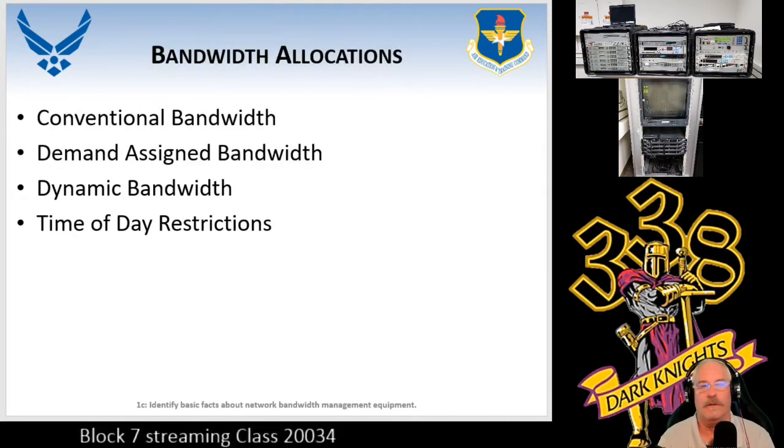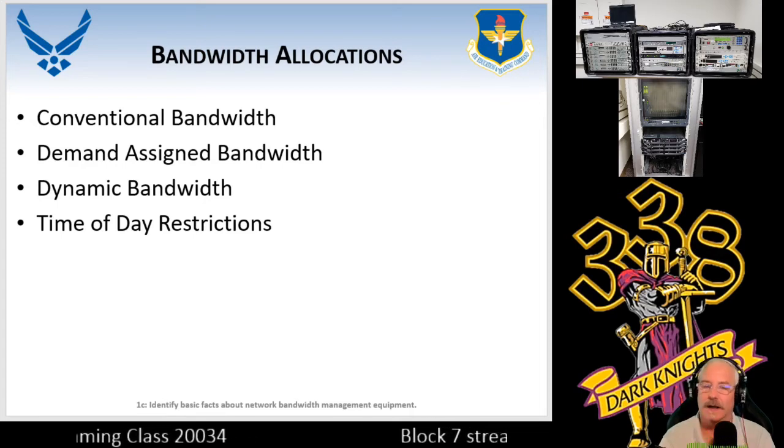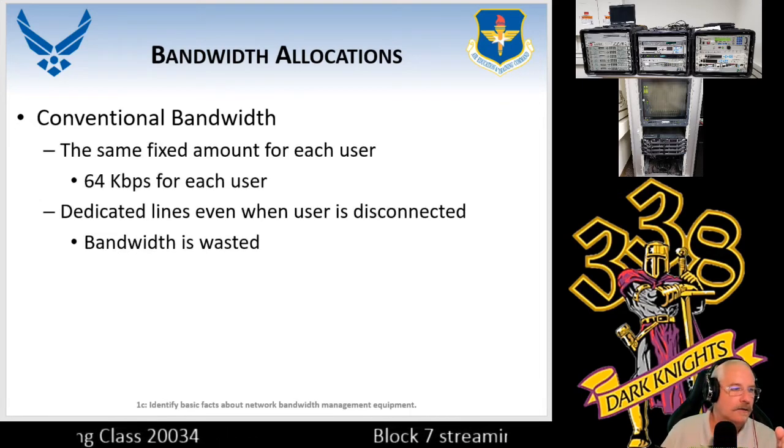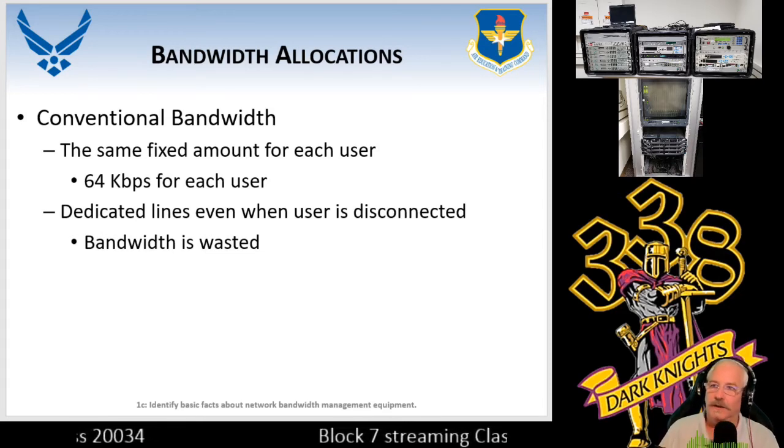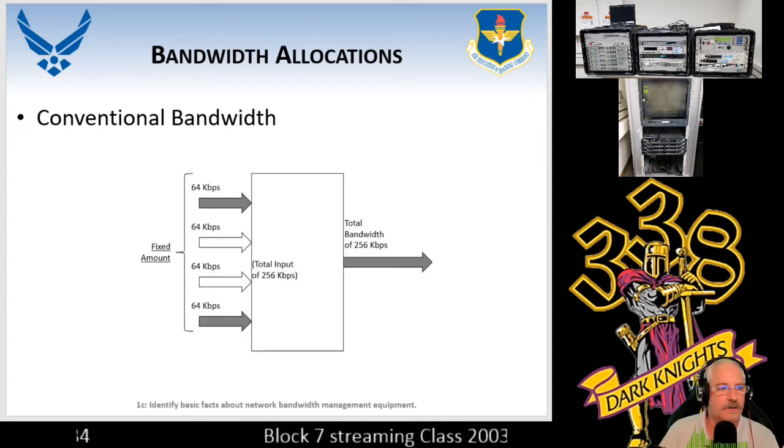First one, there are 4 types of bandwidth allocation. There is conventional, demand assigned, dynamic, and time of day. Let's look at each one of them. Conventional, that's where you have the fixed amount. Look at that bottom line there. It says bandwidth is wasted if you're not using it.